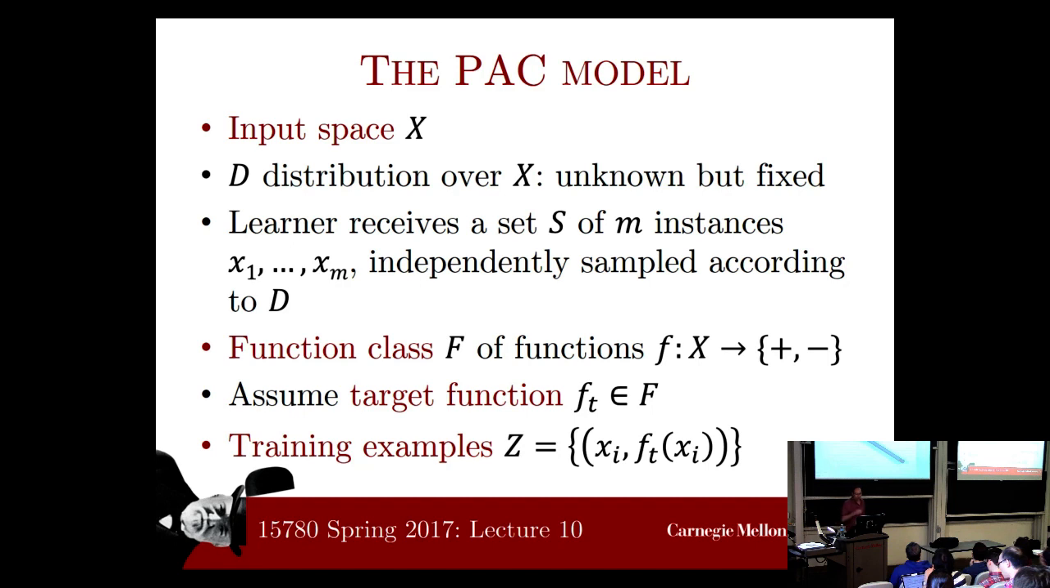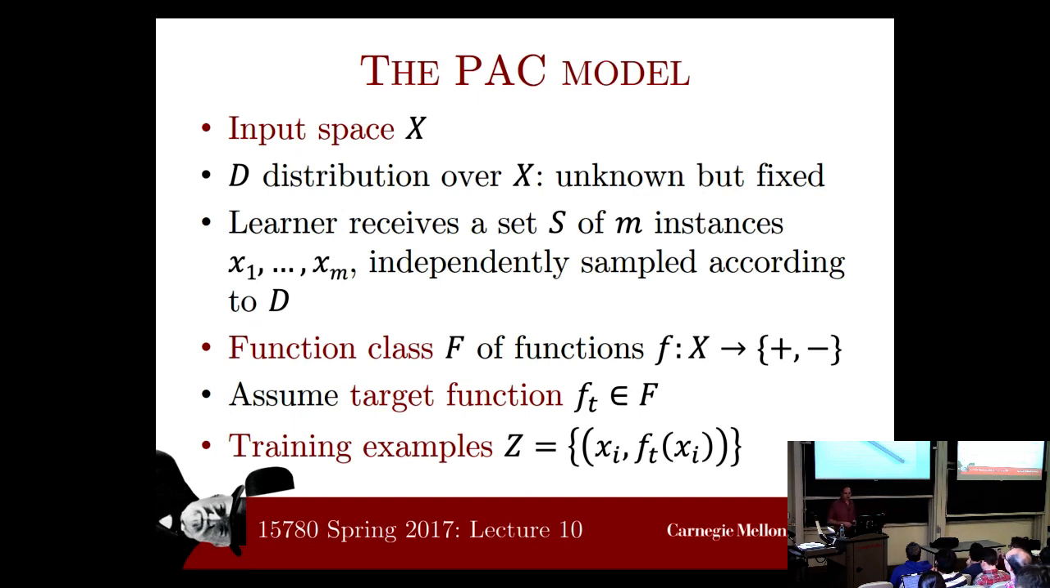Now, the learning algorithm is going to receive a set S of M examples, or M instances, x1 to xm. So these are M points from the input space that are sampled independently according to the distribution D. This is basically the data set that we see, and it's going to be sampled from this fixed distribution D.